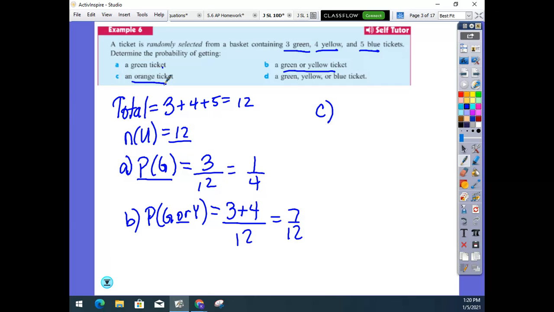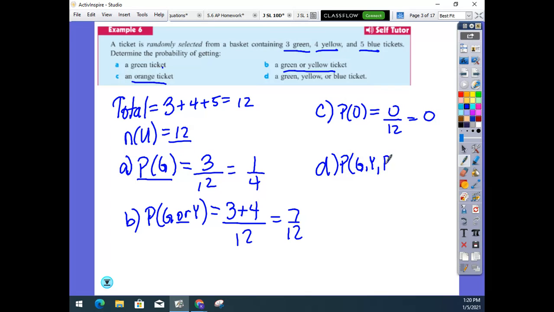Orange. The probability you're going to get an orange, if there are no orange, is 0 out of 12, which is 0. Remember, all probabilities should be between 0 and 1. So the probability of green, yellow, or blue, those are all of our tickets, so that's 12 out of 12, which is 1.